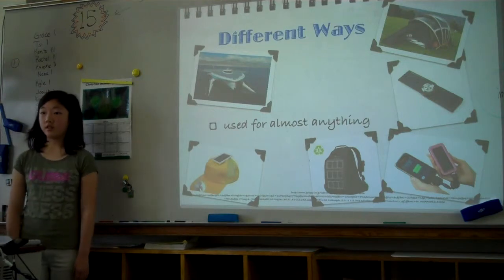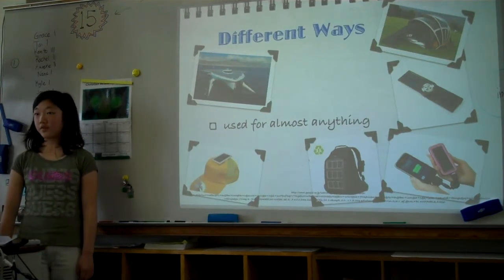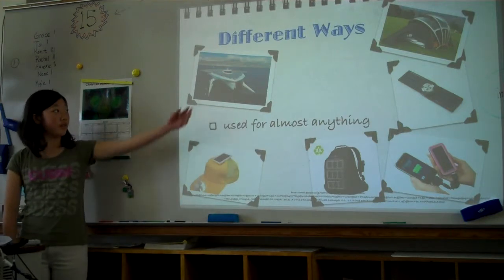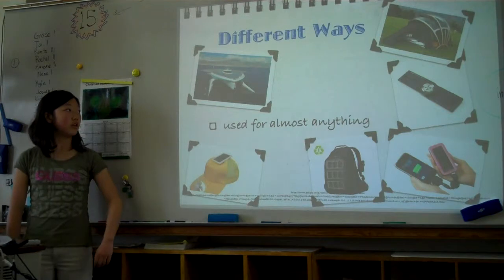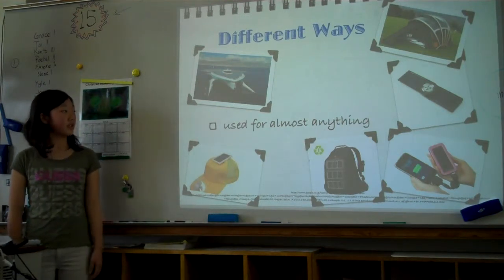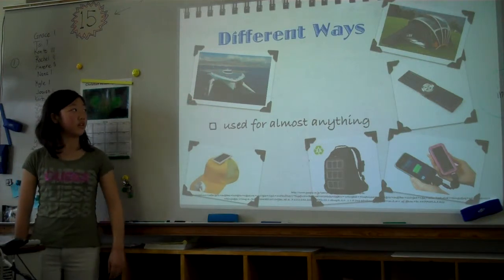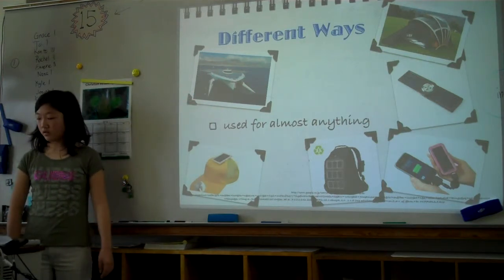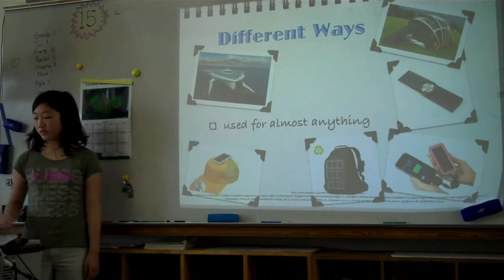Solar energy is used in many different ways, and it is used for almost anything. For example, this is a boat, and the blue tablets are the solar panels. And the solar panel's electricity goes into this motor to sail the boat. And there are many other different ways.